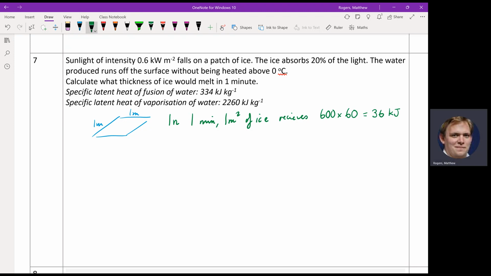But it only absorbs 20% of the light. So in 1 minute, 1 meter squared of ice absorbs 0.2 times 36 kilojoules, which is 7,200 joules.